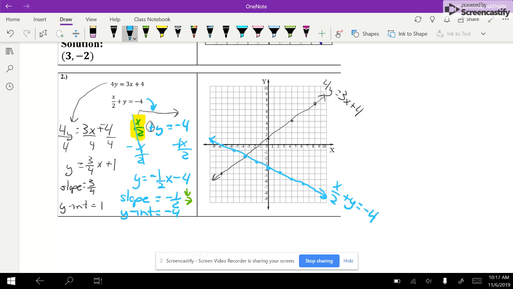Okay, now the solution, because if I just get this far, I really haven't done much, right? I need to clearly identify the solution. The solution is where these two things intersect. That's this point right here. And I need to identify it.